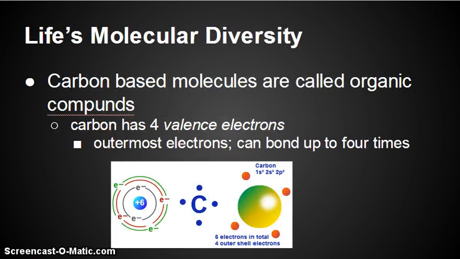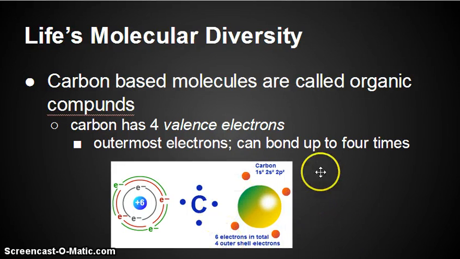So carbon is one of those compounds that is present in every living thing. It is an organic compound. Carbon-based molecules are called organic compounds. Carbon has 4 valence electrons, and for those of you who do not know, valence electrons are these outermost electrons. So having 4 valence electrons means that carbon can bond up to 4 times.